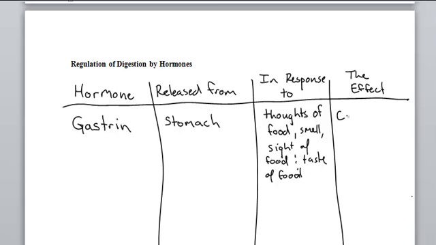And what happens when you smell food and you're hungry? It actually causes the stomach to release gastric juices in anticipation of eating. So the acid and pepsin.